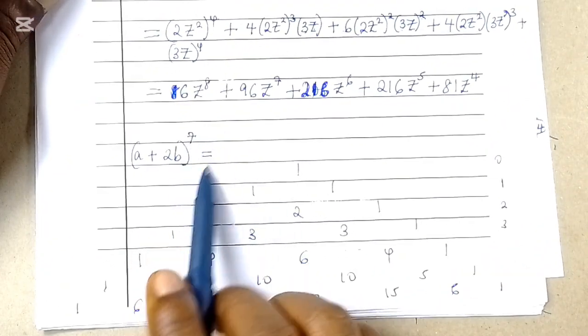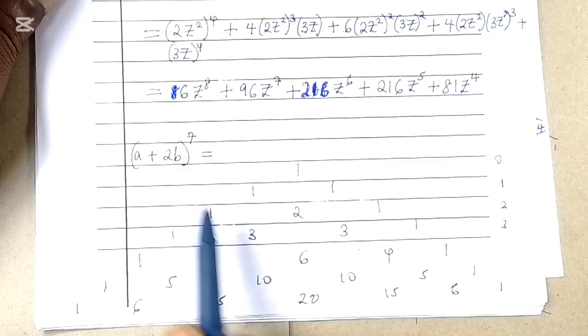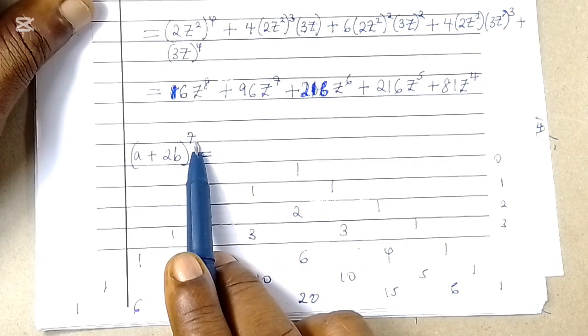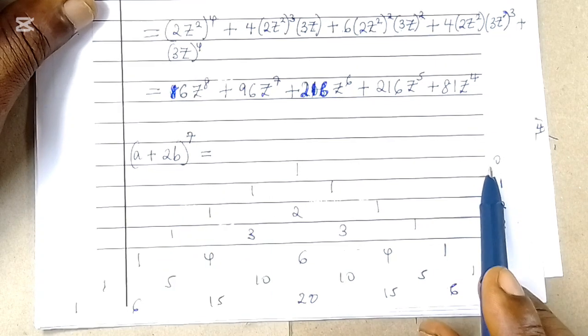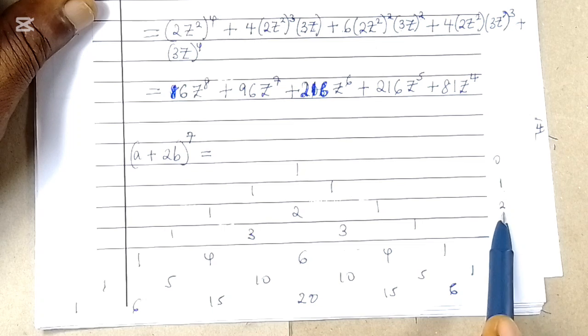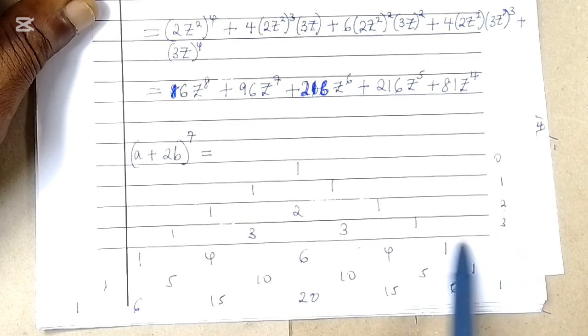So if you are to tackle this problem using Pascal's triangle, you will have to start developing the triangle until you get to the 7th power, which will contain 8 terms. Now, if you do that, this is for a 0 power. This is for a power of 1, having 2 terms. This is for a power of 2, having 3 terms. This is for a power of 3, having 4 terms.